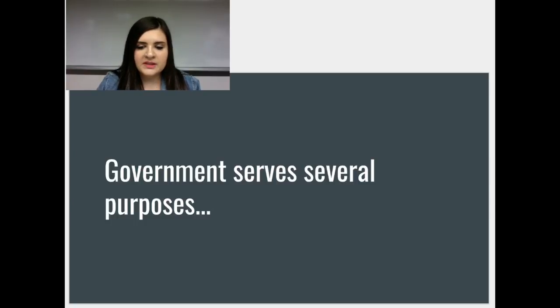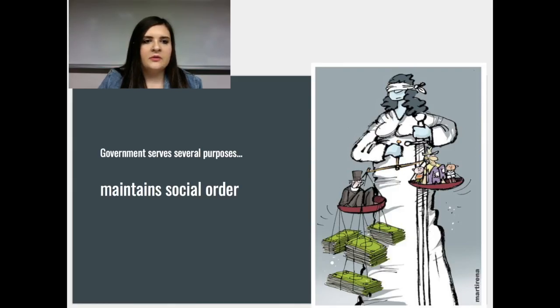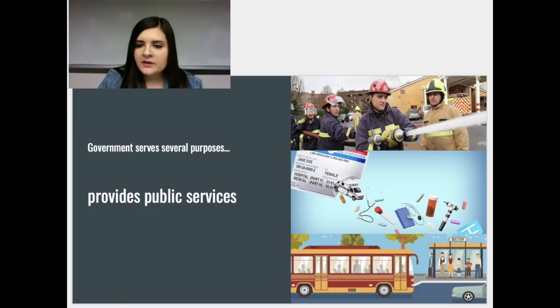Government has several purposes. The first purpose that the government serves is making laws and punishing individuals who break those laws within social order. This political cartoon is a commentary about how sometimes wealth and power tend to disrupt social order. The next purpose for government is that it provides public services.